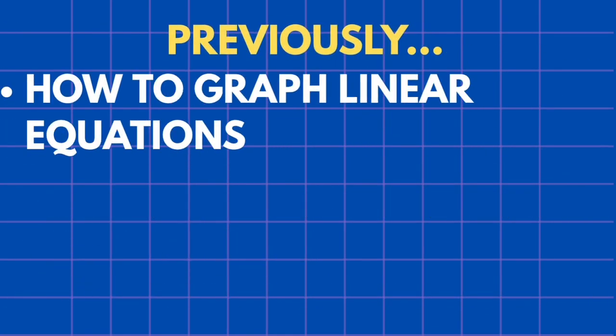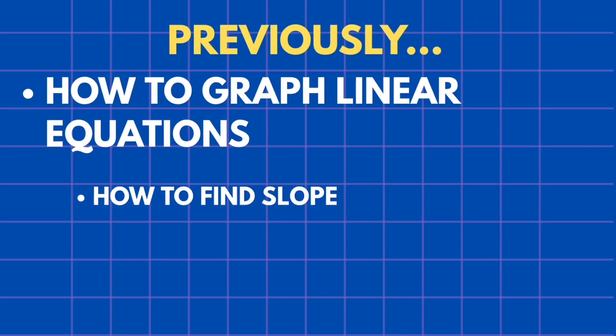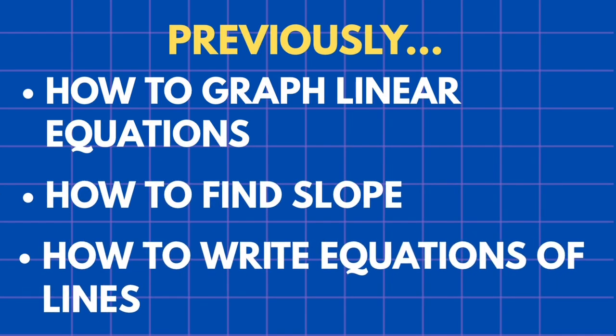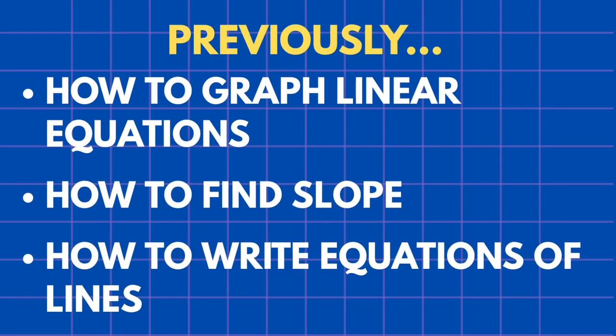In the last few videos, we learned how to graph linear equations, how to find slope, and how to write equations of lines. Today we're taking one step further. We'll be learning how to write equations of lines that are parallel to one another or perpendicular to another line. This is one of the most important applications of slope, because slope doesn't just tell us how steep a line is, it also controls the direction of the line. And once we learn how slope affects the direction, we can create entirely new equations.